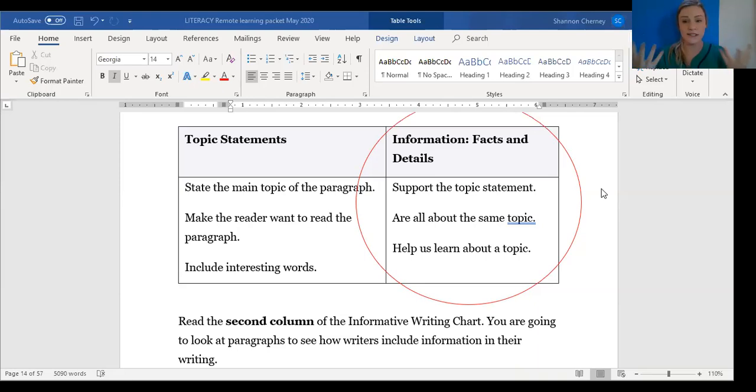It's all about the same topic. So if we're talking about dogs, we're not going to start talking about lamps. If we're talking about seahorses, we're not going to change and start talking about goldfish. And they also help us learn about the topic. So if we're talking about dogs, but then I start telling a story about a magical dog that lived in a forest, that's not going to help us learn any facts or real information about the topic.